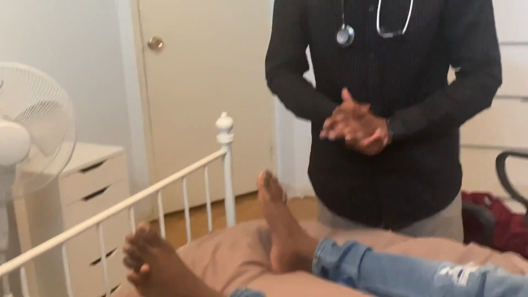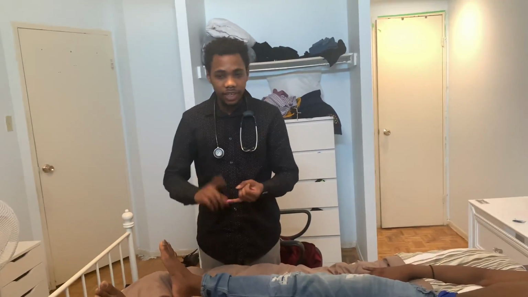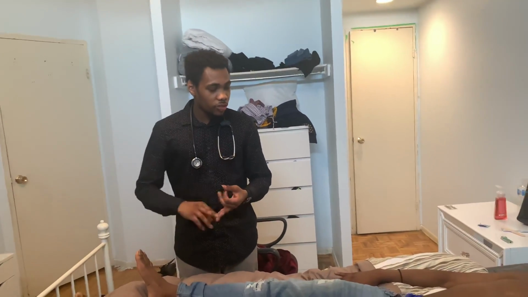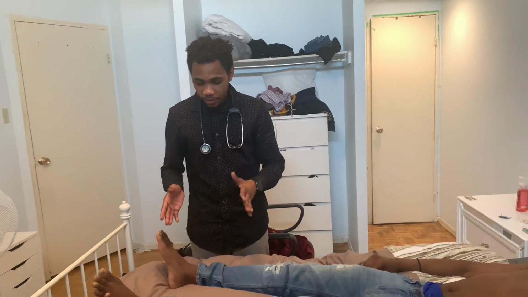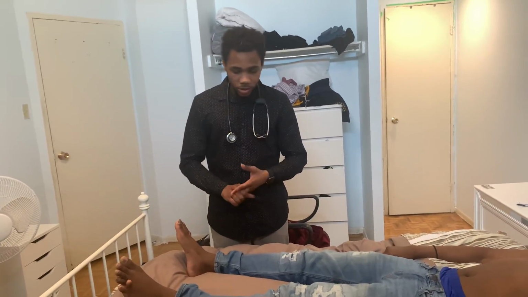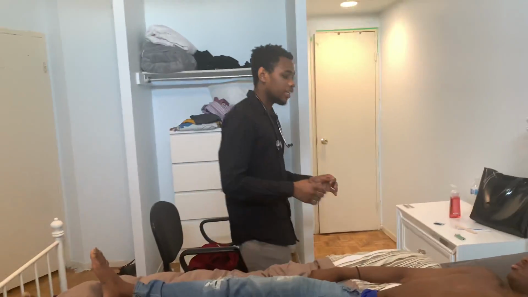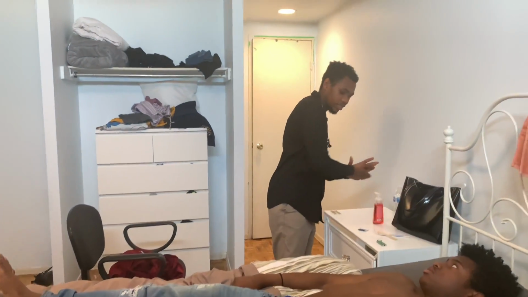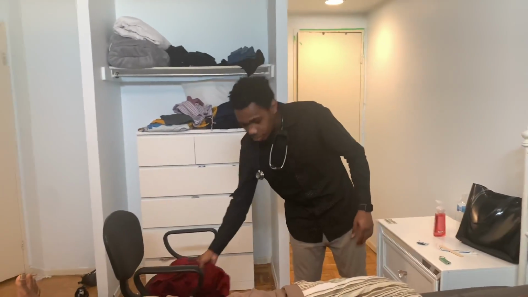So they are both symmetrical on both sides, and they're strong, normal, and smooth. And that's everything. And now I'm just gonna clean my hands. And that's everything, you can put on your t-shirt. Alright, thank you.